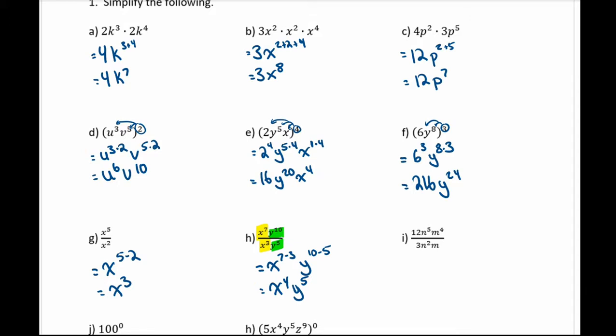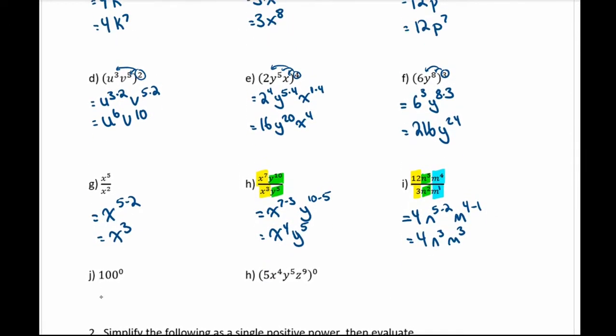For I, again, we have multiple terms here. We have numbers, we have n's, and we have m's. Again, we're going to focus on what's similar. 12 divided by 3 we can do, which is 4. N to the power of 5 divided by n to the power of 2. Our rule tells us to subtract our exponents. And for m, 4 minus, and again, we don't see anything, so we assume there's a 1, so 4 minus 1. So 4n to the power of 3, m to the power of 3 is our final answer.